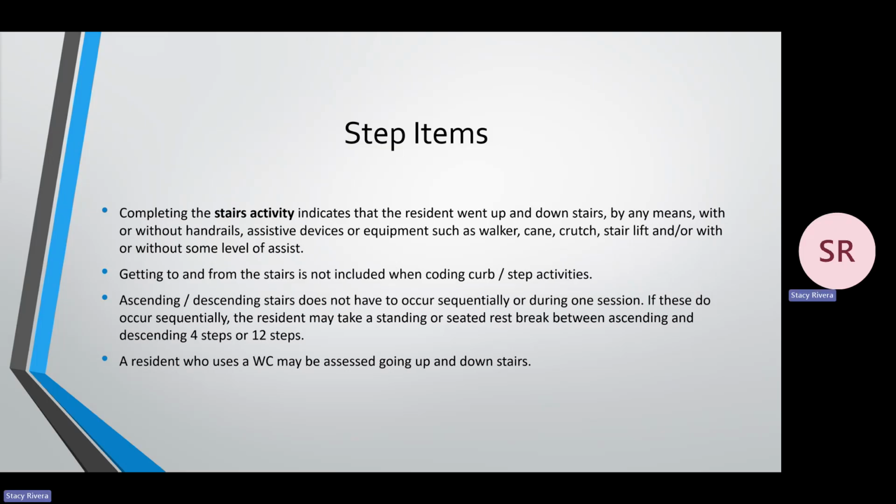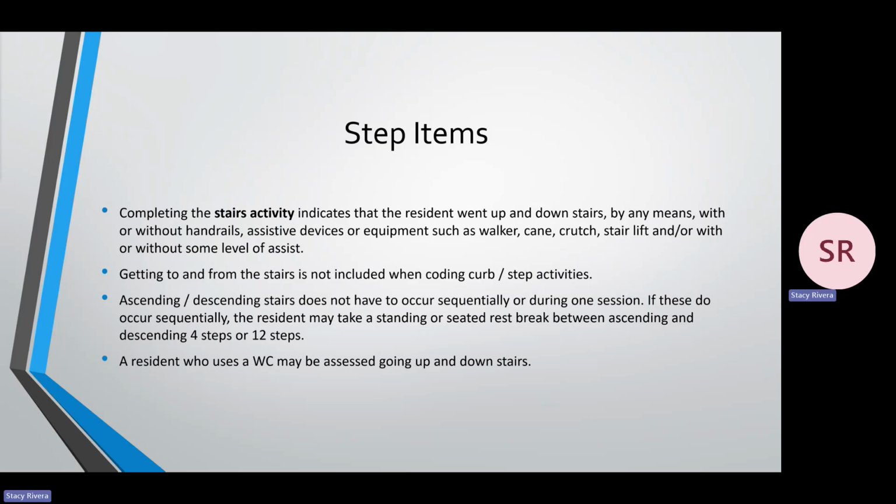And now we're on to our step items. Completing the stairs activity indicates that the resident went up and down stairs by any means, with or without handrails, assistive device, or equipment such as a walker, cane, crutch, stair lift, and with or without some level of assistance. Getting to and from the stairs is not included when coding curb step activities. Ascending and descending stairs does not have to occur sequentially during one session. If these do occur sequentially, the resident may take a standing or seated rest break between ascending and descending 4 steps or 12 steps. A resident who uses a wheelchair may be assessed going up and down stairs.